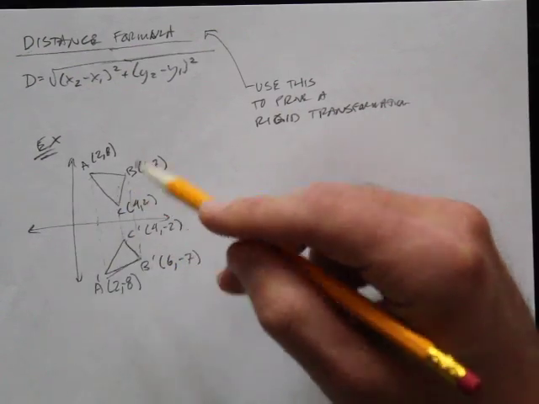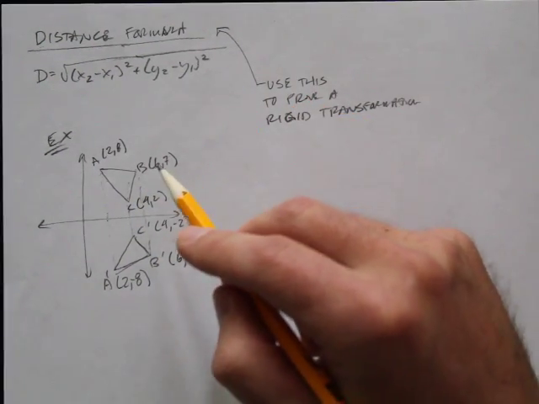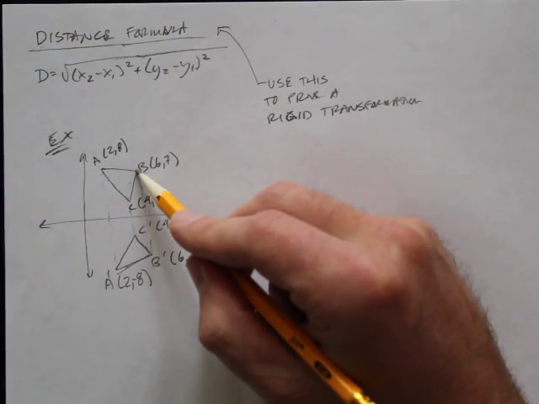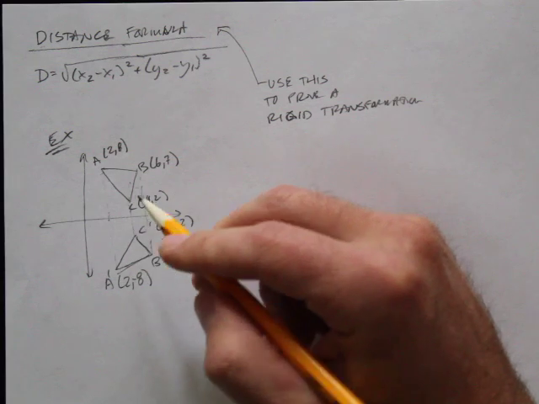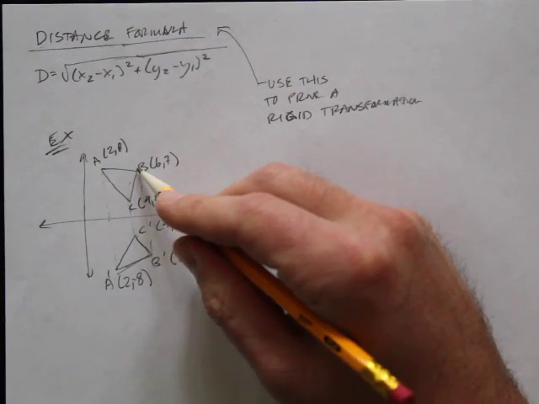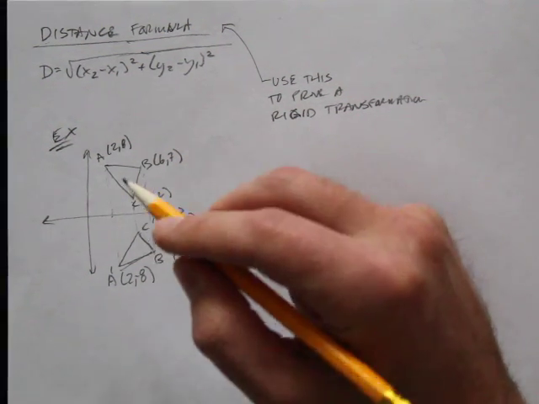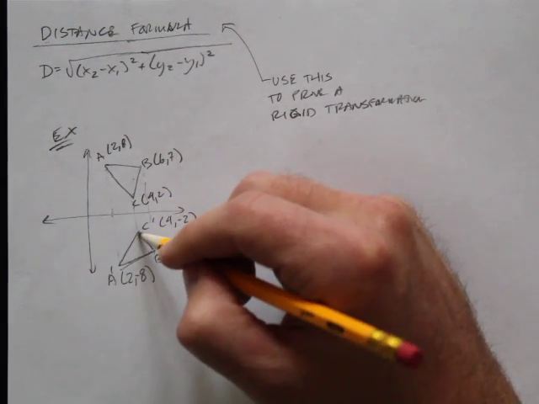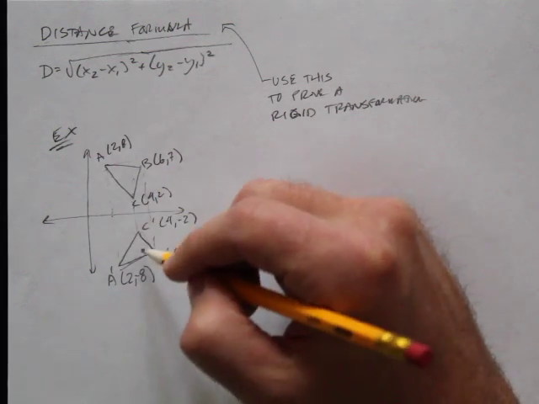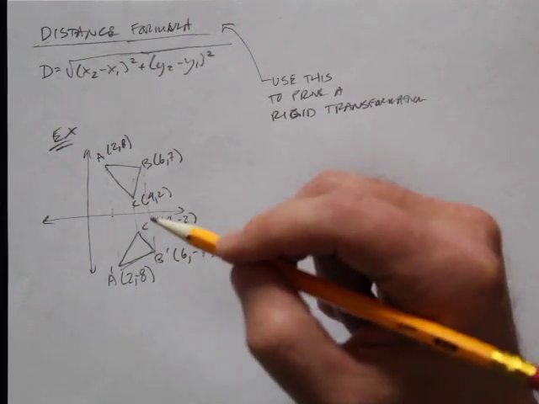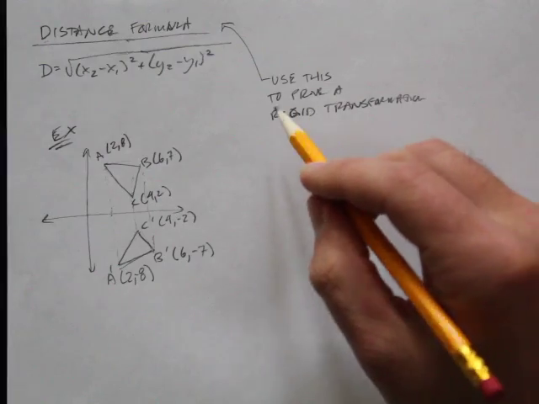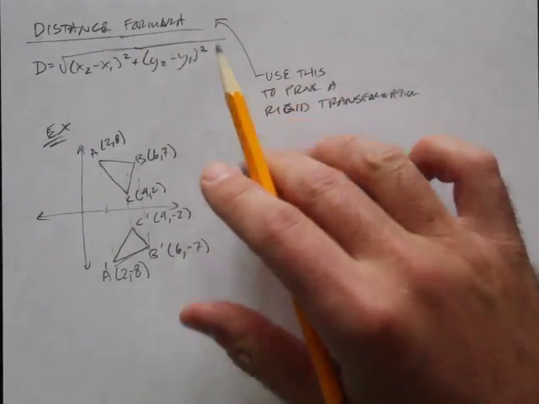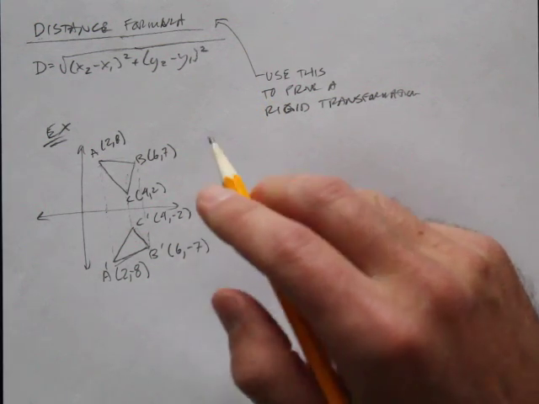But since this is a reflection, it might be best to prove that this side is congruent to this side. So we use the distance formula, and we can prove that this side is the same length as this side, and this side is the same length as this side. So that's how we can use the distance formula to prove that this has been a rigid transformation.